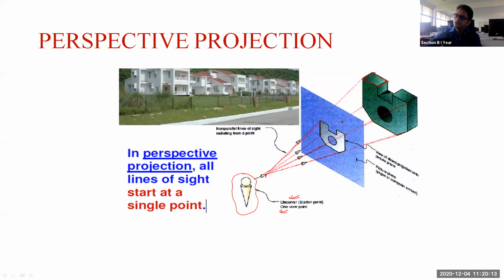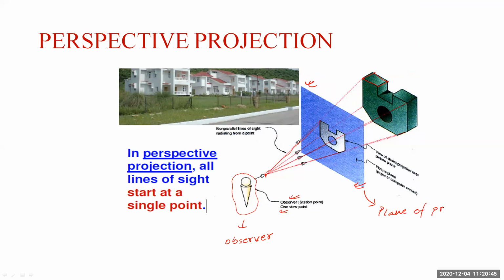So you can see the image of this 3D object is projected on a plane which is in front of the object. This blue plane is your plane of projection. It is in between. This is your observer, this is your plane of projection, and this is your object.